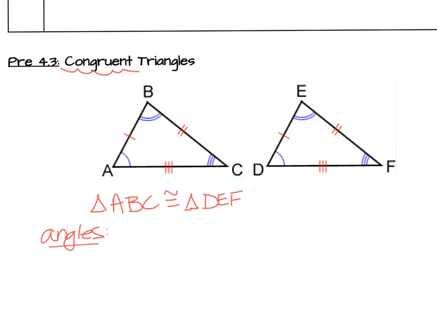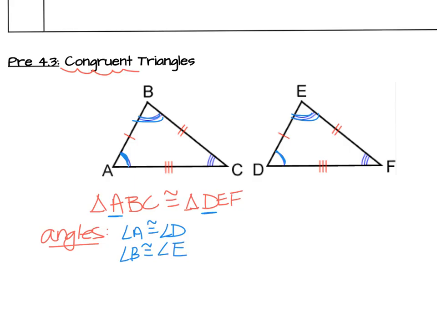If we take a look at angle A, that's this angle over here on the left side triangle. That matches with angle D. Notice that it has the same arc. So we would say angle A is congruent to angle D. Going up to the top, angle B has that double arc, and so does angle E on the right triangle. Therefore, angle B is congruent to angle E.